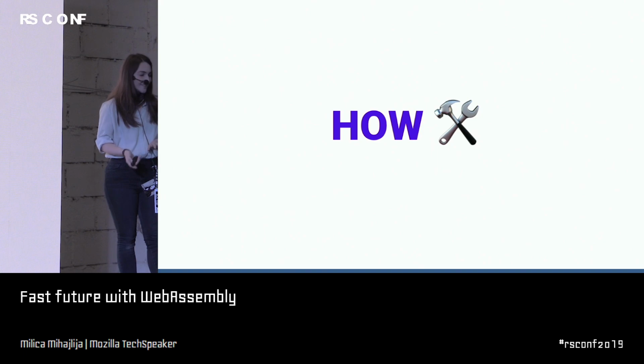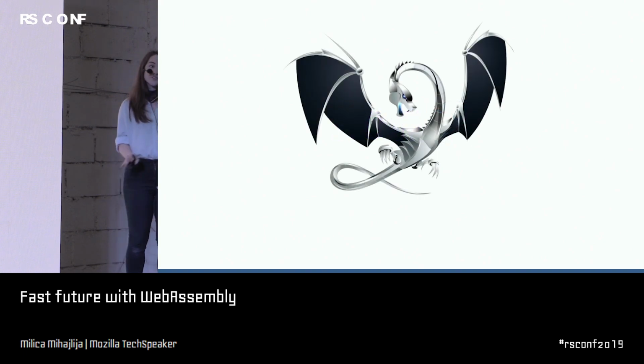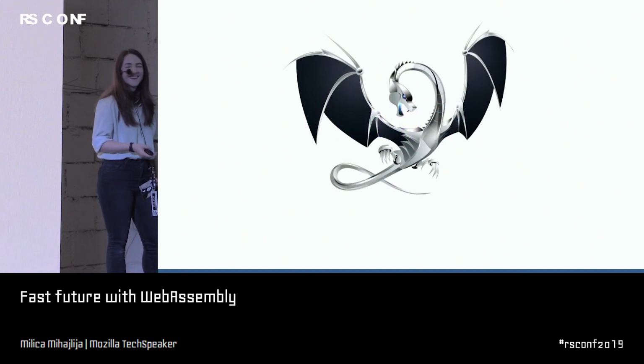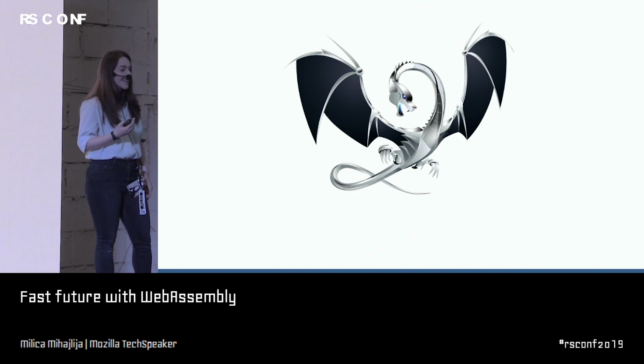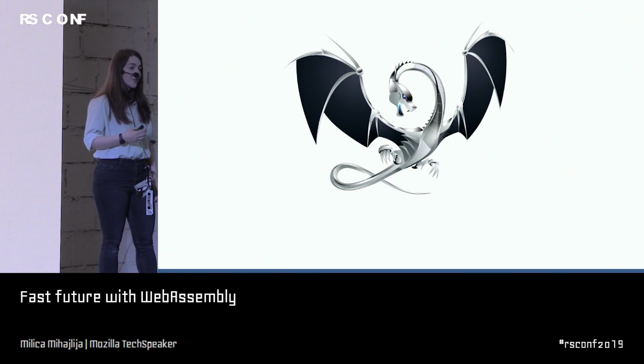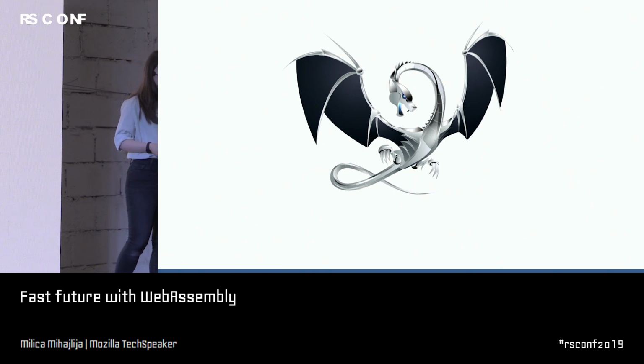Moving on to how this actually works. You need a tool to compile your programs. So this dragon is the logo of a really old compiler. It's called LLVM. It's very powerful. It's modular. You can set it up to work with many different languages.